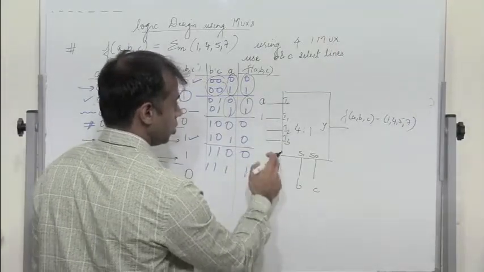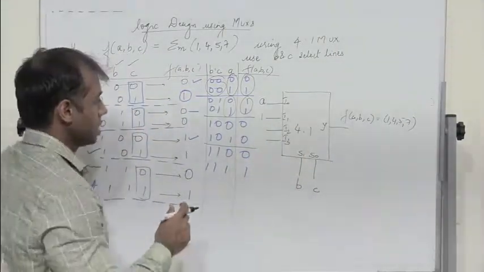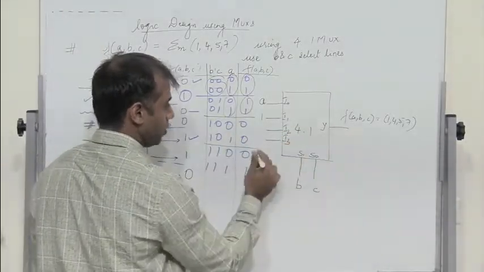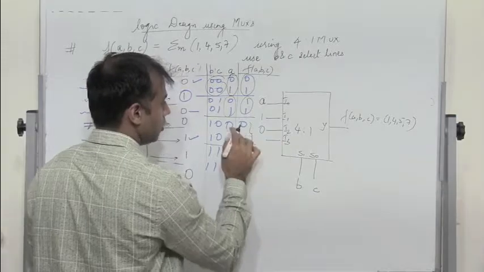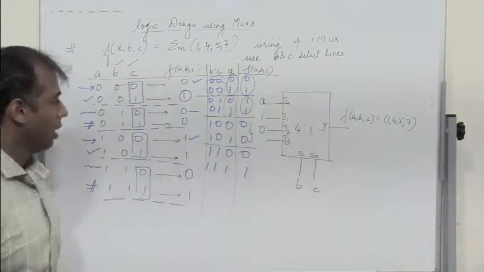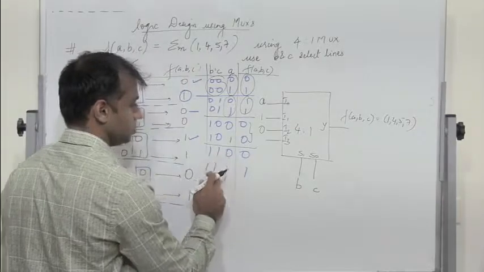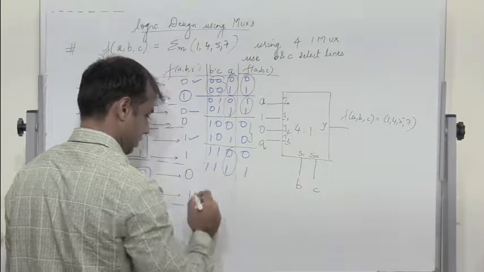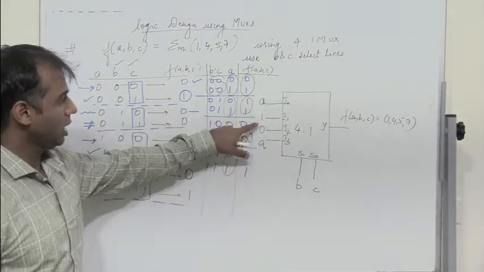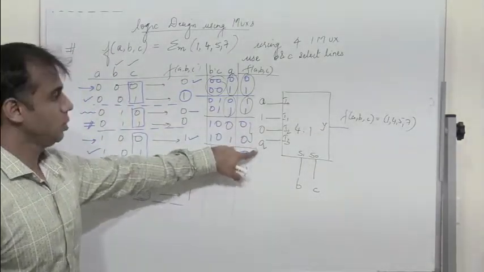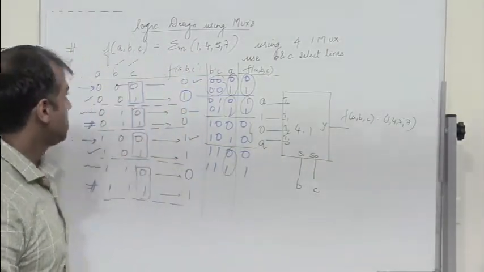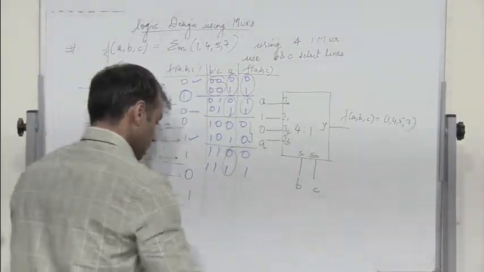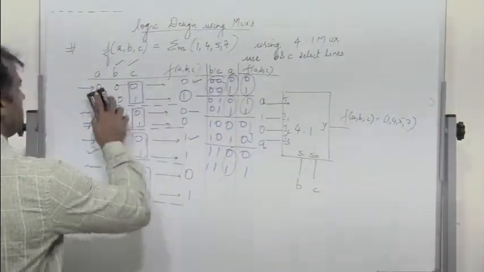When BC is 1, 0, I2 appears at the output. But when A is 0, 1, I get a 0, isn't it? So for BC 1, 0, I2 appears at the output. But what is I2? It is 0 for both combinations of A. And for BC 1, 1, the output is equal to A. So I connect A here. So what are the inputs? The inputs are A, 1, 0, A. And we get the output, where B and C are the select lines. Okay? So let us go in for a full variable implementation.